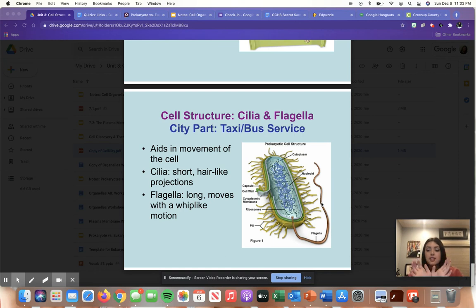Whereas, and this is kind of a funny motion with my hands here, but the cilia is on the side of the cell like this, and it's kind of moving like this. It's those short hair-like projections, and it's on the side, and it just kind of moves along like that.